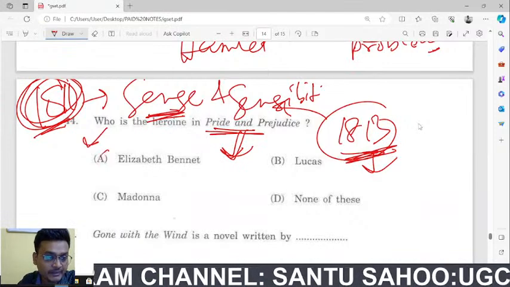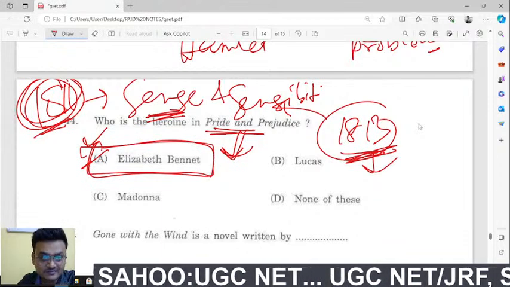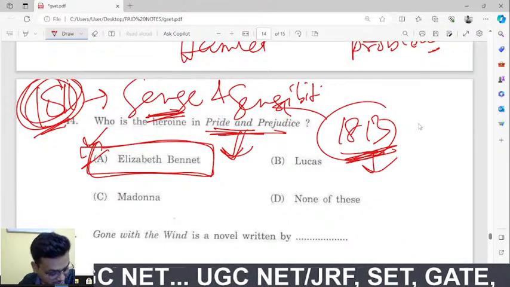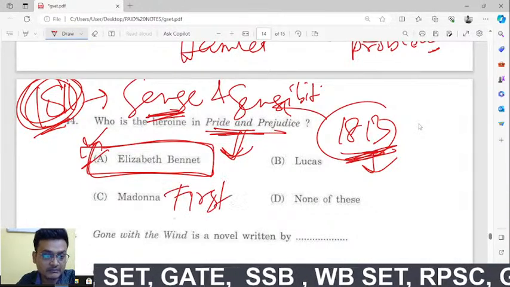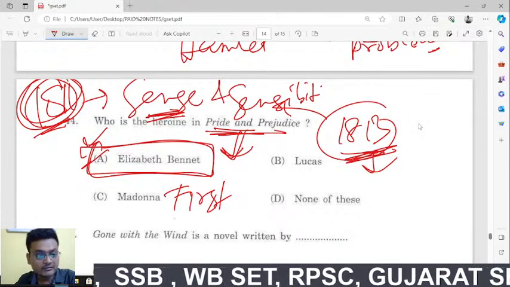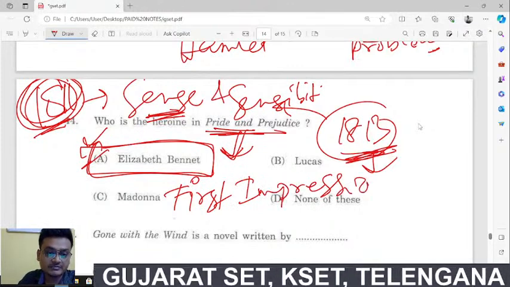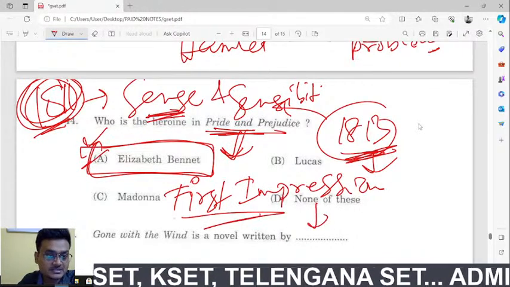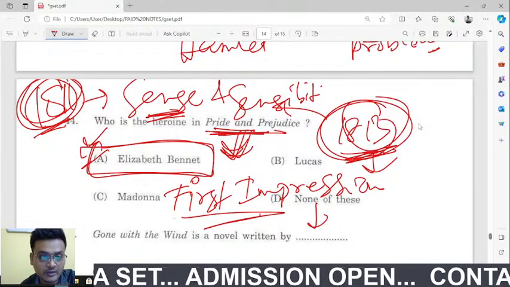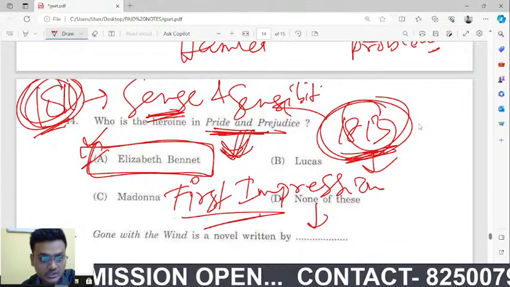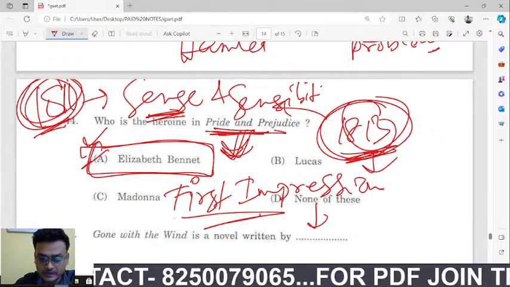Elizabeth Bennet is the heroine. Now tell me, what was the first title of Pride and Prejudice? It is First Impressions. Remember that, Tahida, Biba, Pramod and everyone. First Impressions was the first title of Pride and Prejudice, published in 1813. Sense and Sensibility, first work. Second work, Pride and Prejudice. And the working title of Pride and Prejudice was First Impressions.